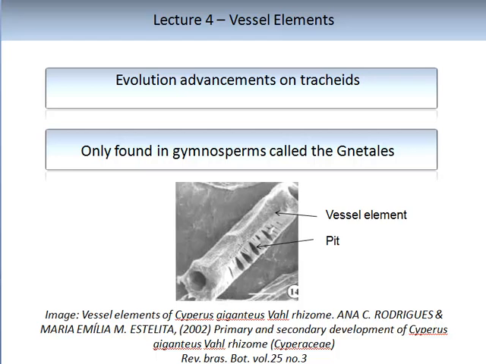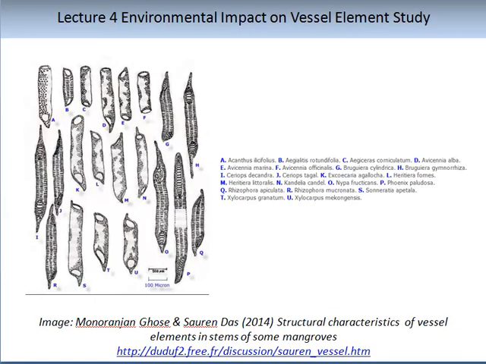Vessel elements are thought to be evolutionary advancements on tracheids, as they are only found in the angiosperms and a subgroup within that. The tracheids, however, are found in both angiosperms and gymnosperms. Environmental components can impact on vessel element structures. For example, Goose and Days in 2014 conducted experimentation looking at the vessel element characteristics from 21 species of mangroves that went across 10 families of mangroves.